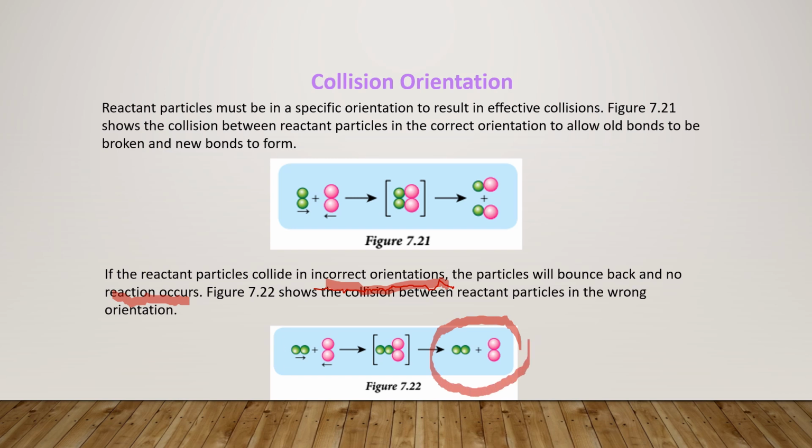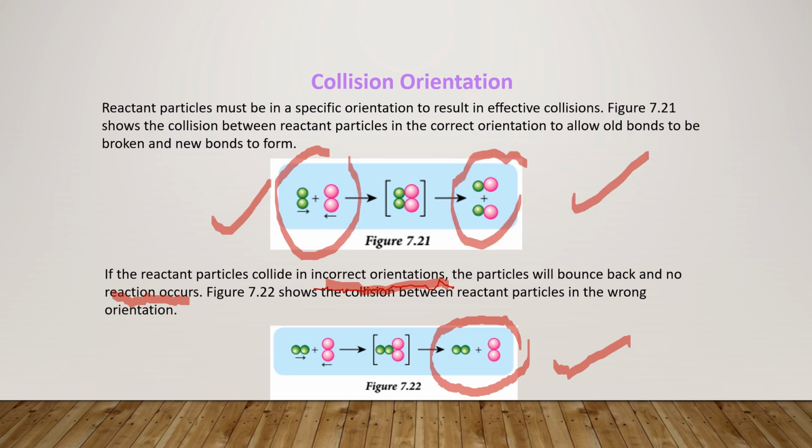Do you see? It looks the same. Before and after are still the same. Compare to this one and this one. This one is a new product. This one is reactant. But this one is reactant, but after that it becomes reactant again. Okay, I mean, it cannot produce the product.